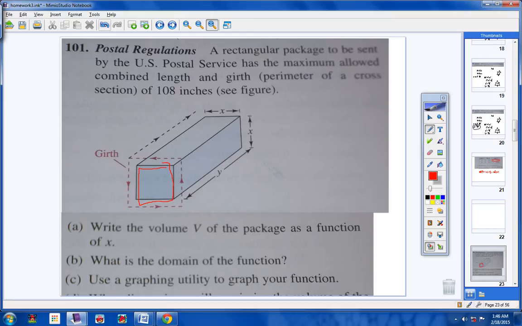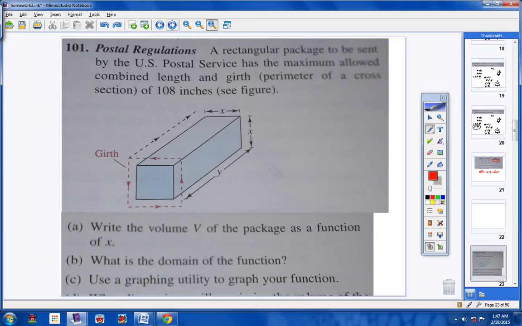And so that's what the girth is. Now, you have a rectangular package that's to be sent by the U.S. Postal Service. It has the maximum allowed combined length and girth. So here's the girth right here, and here's the length right here. So keep that in mind, we're going to use that later. If you add up all four sides here, that's the perimeter of the cross section, and then plus this length right here, you're going to get 108. So we'll come back to that later.